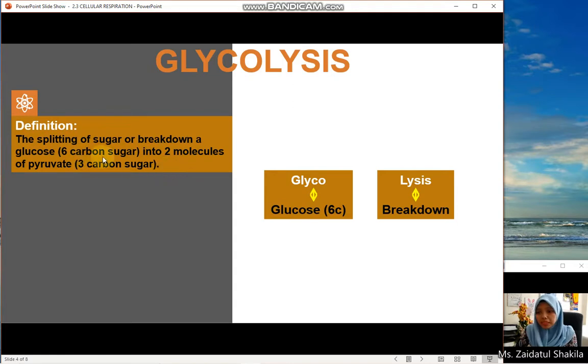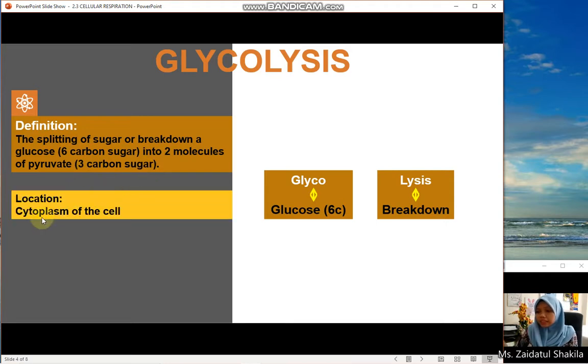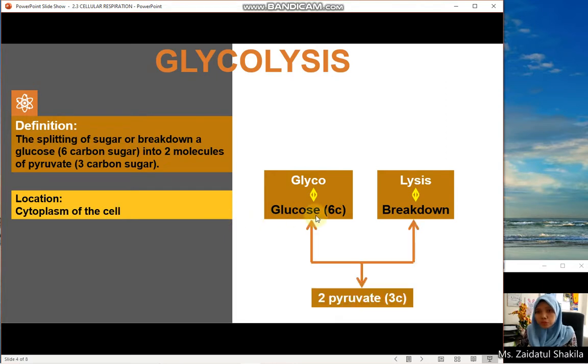Glucose contains 6 carbon atoms, and it is split into 2 molecules of pyruvate. Pyruvate contains 3 carbon atoms. Glycolysis happens in the cytoplasm of the cell. During glucose breakdown, there is production of 2 pyruvate, and of course, there is a formation of ATP and also NADH.